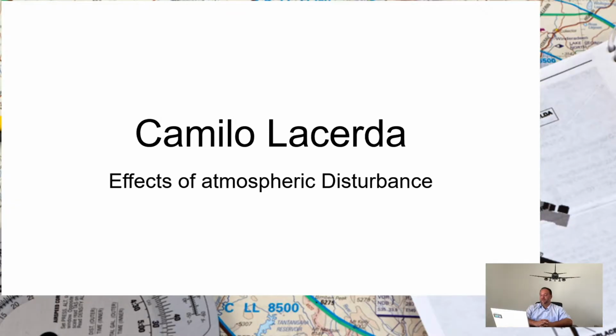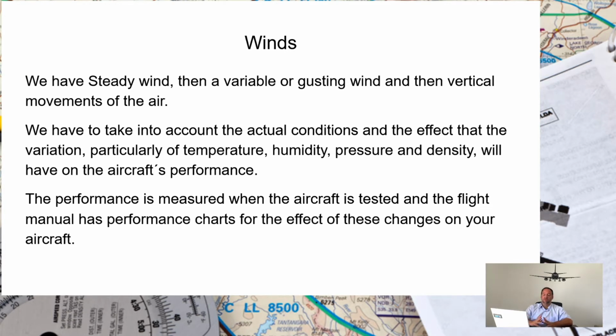Effects of atmospheric disturbance. Winds. We have steady winds, then the variable gusting wind, then vertical movements of the air. So two kinds: steady winds, gusting or variable, and vertical. We have to take into account the actual conditions and the effects that the variation, particularly of temperature, humidity, pressure, and density, will have on the aircraft's performance.